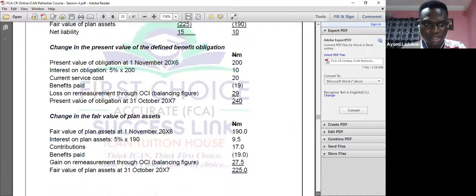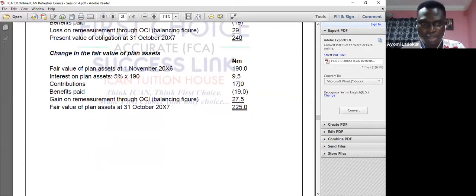Now, if you come back to the ACCA question here, the contribution is 190 plus 9.5 plus 17, then minus 19 plus 27.5. Then we have 22. Now this is correct. The contribution is jacketed over there because your plan asset is higher than your pension obligation. So when you make a contribution, it will not make your pension liability higher. So that's why it's jacketed.